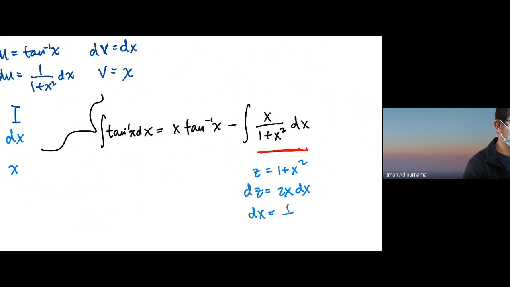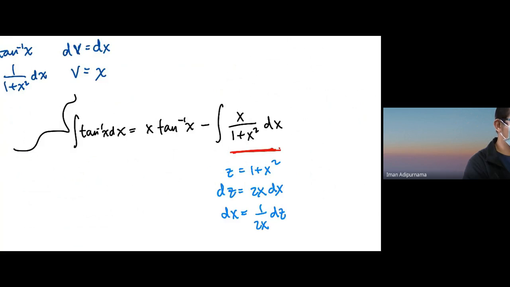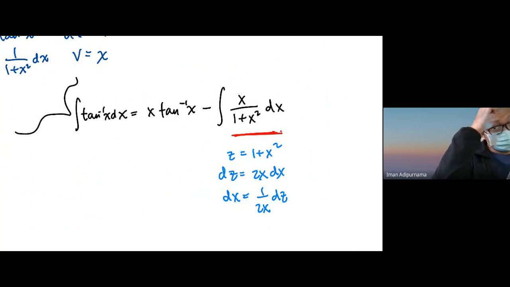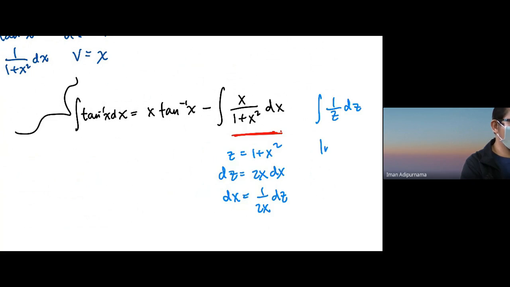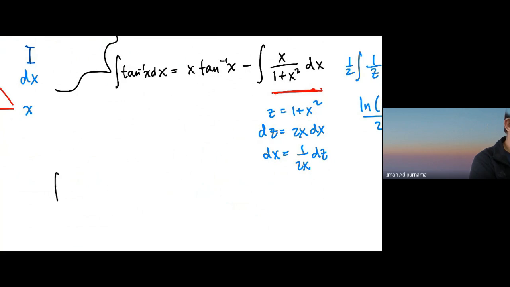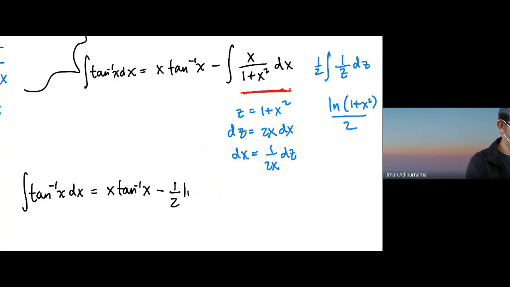I'm going to exchange this to become dz, and we will have 1 over z dz. And this will become ln z, which is ln of 1 plus x squared, over 2. So the result of the integral of tangent inverse x dx is x tangent inverse x minus half of ln of 1 plus x squared plus c.